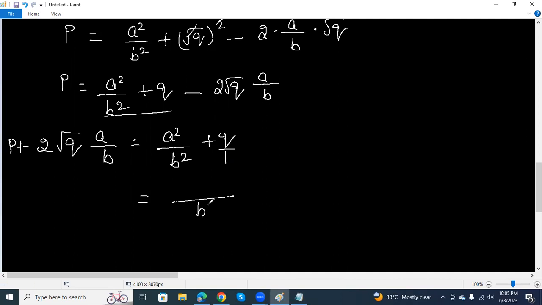LCM is b square, right? So a square plus b square is LCM, means q b square. Multiply with b square.